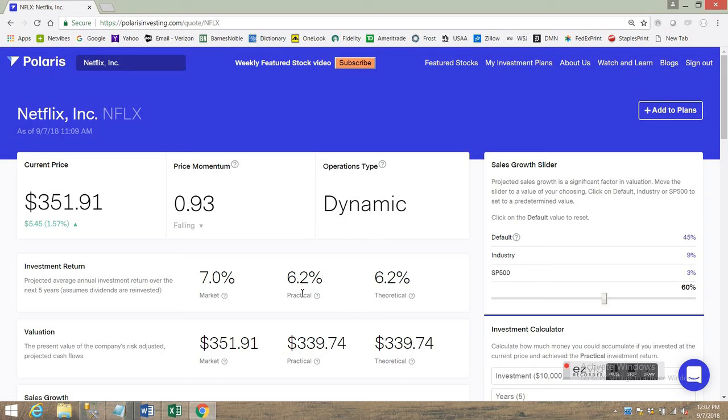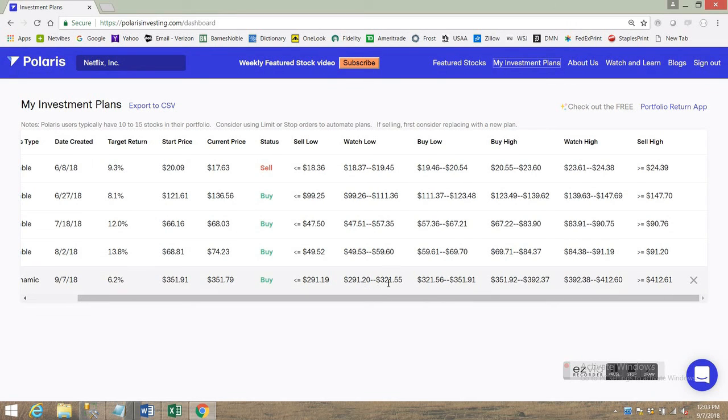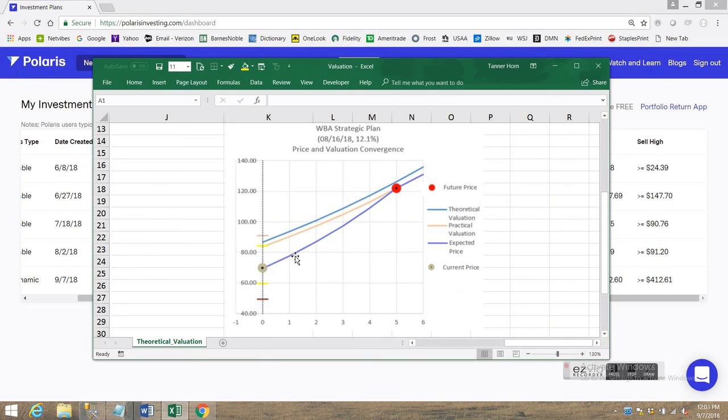So now when I add it to my plan, I go over here and look at my investment plans, and there's Netflix, 6.2%, and now these thresholds that have been calculated are based on that target return. It takes the current price, roughly 352, and says, okay, if it drops down to 321 or goes up to 392, if it stays within that range, let's go ahead and buy. And as we've talked about in other videos, what we're really looking at is this purple line, and the range around the purple line will continue to change as time moves on.